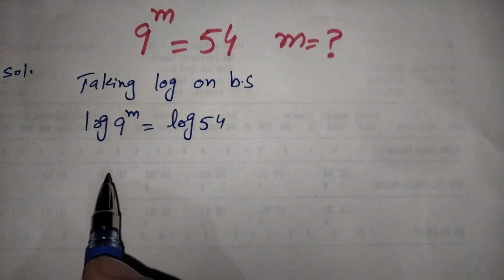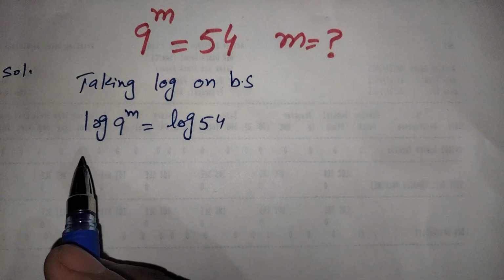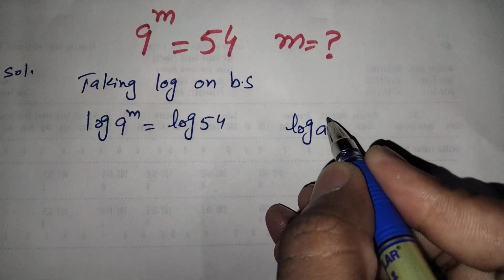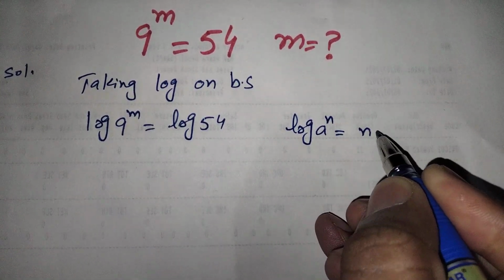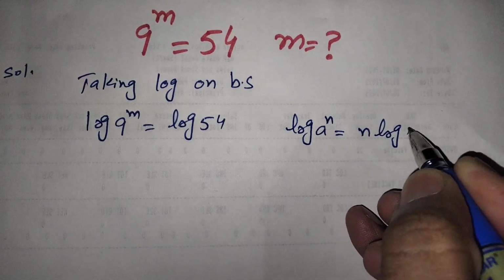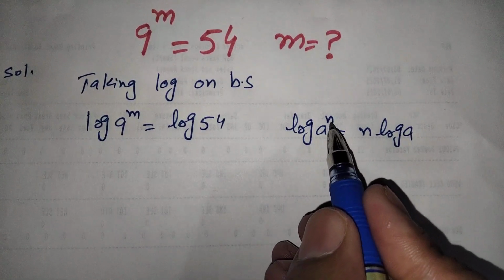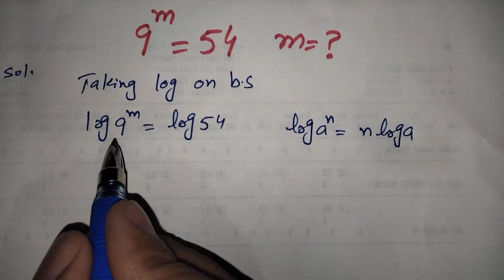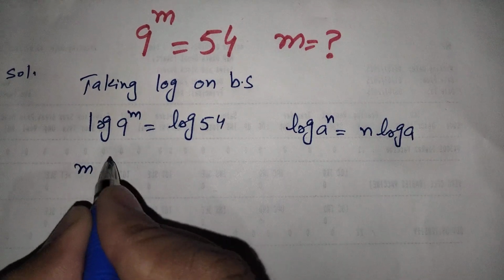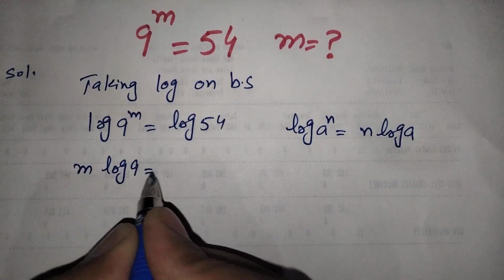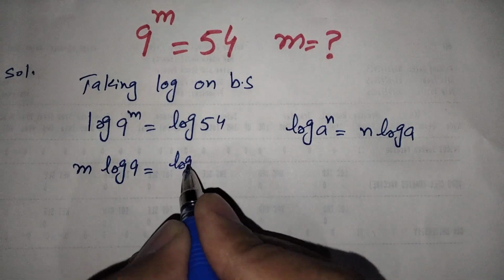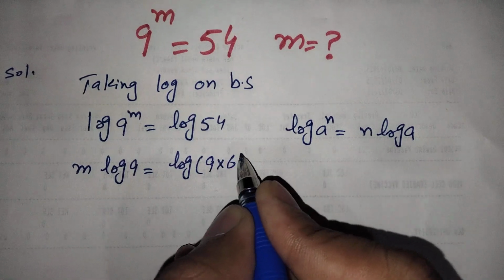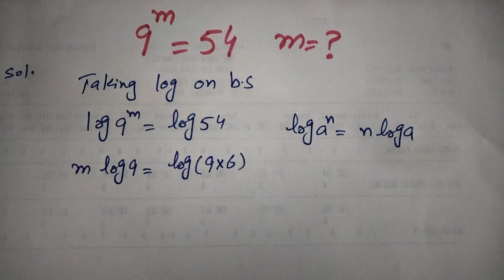Now we will use a famous logarithmic formula which is the power rule, which is given as log of a raised to power n is equal to n into log of a. If a power appears, then the power will be multiplied with the log. So we can rewrite this as m into log of 9 is equal to log of 54, and 54 can be written as 9 multiplied by 6. 9 into 6 is equal to 54.